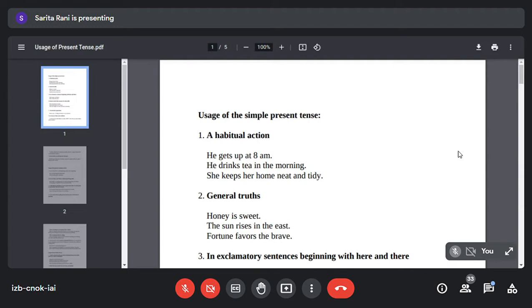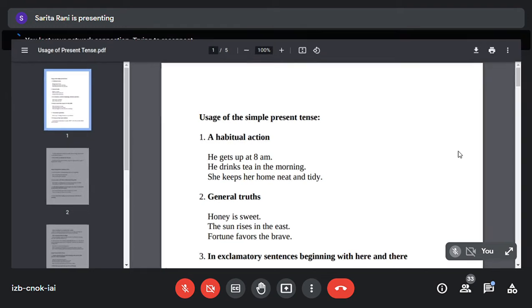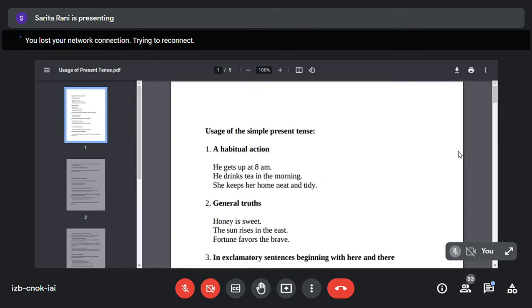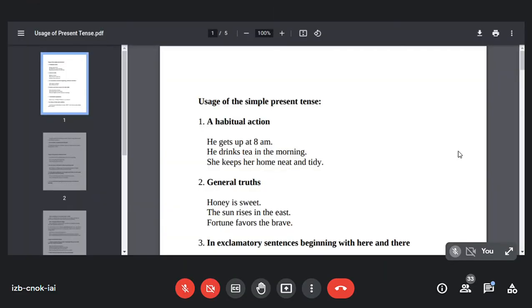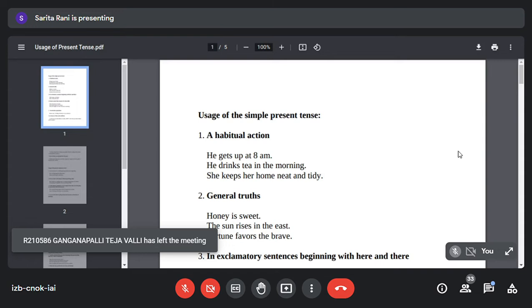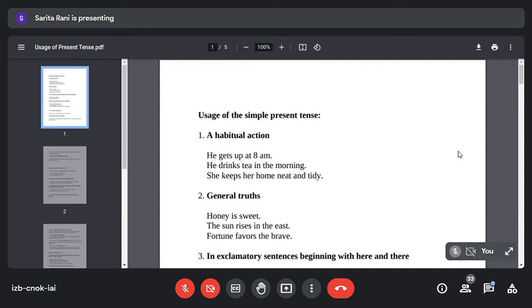First one is simple present, then present continuous, present perfect tense, and present perfect continuous. So today in this class we will read about where we have to use these tenses. First, to begin with, we will begin with the present tense. Where do we use the present tense?